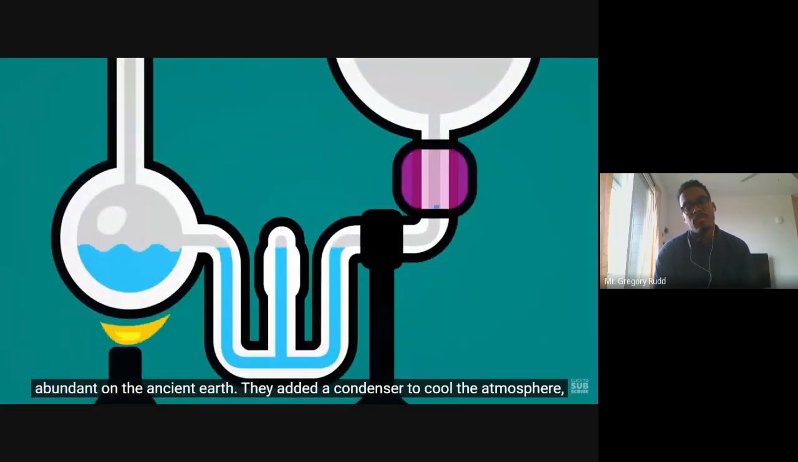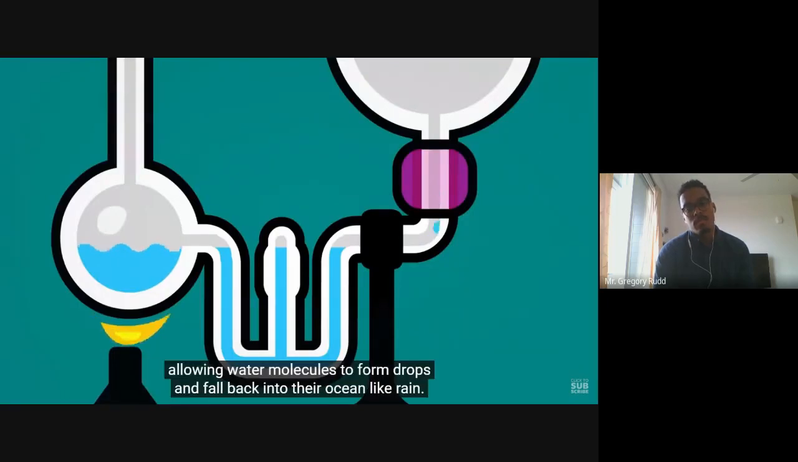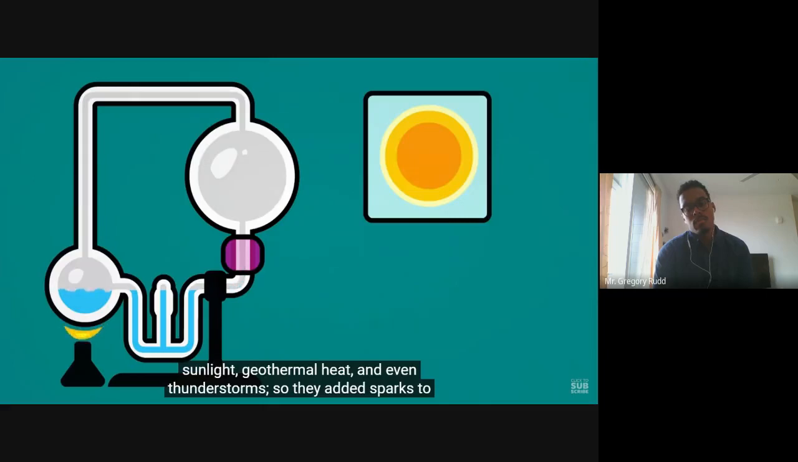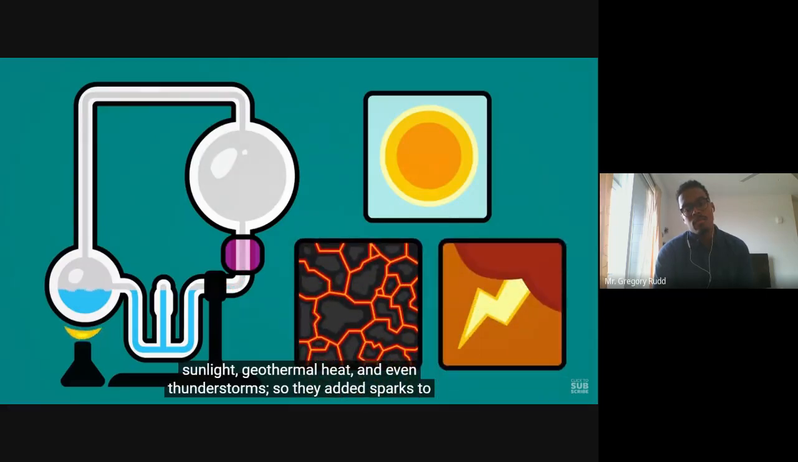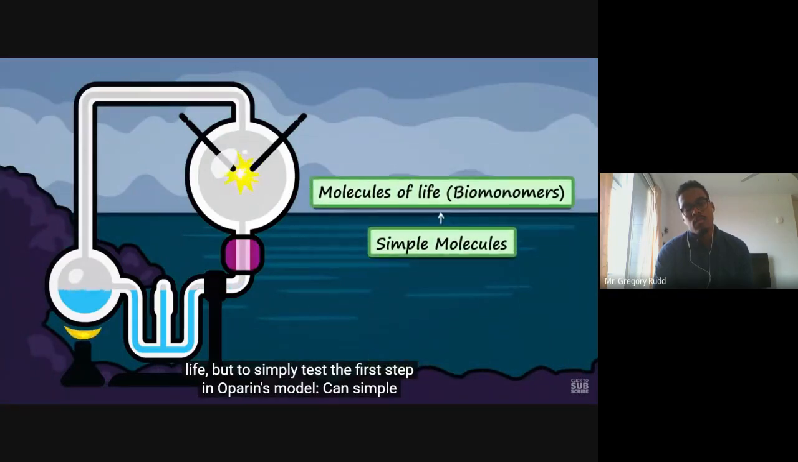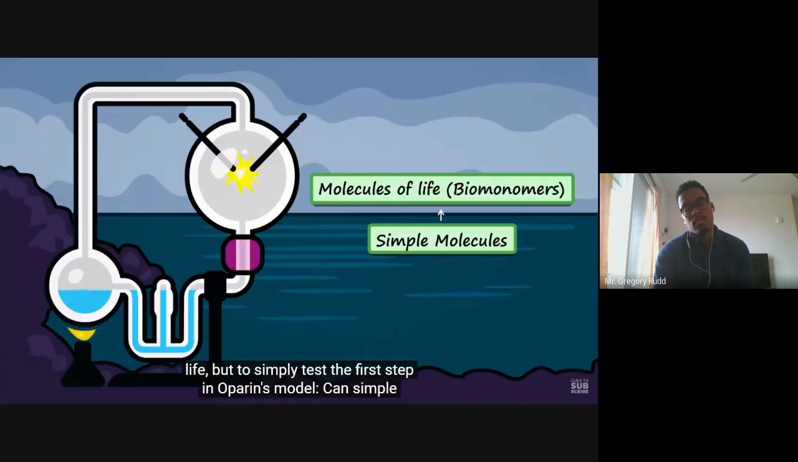They added a condenser to cool the atmosphere, allowing water molecules to form drops and fall back into their ocean like rain. The ancient Earth would have had many sources of energy, sunlight, geothermal heat, and even thunderstorms, so they added sparks to the atmosphere to simulate lightning. The goal of the experiment was not to create life, but to simply test the first step in Oparin's model. Can simple chemistry naturally give rise to the complex molecules of life?